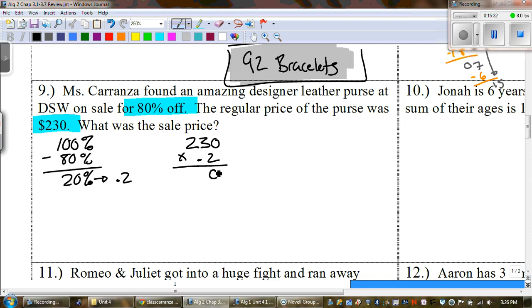2 times 0 is 0. 2 times 3 is 6. 2 times 2 is 4. Okay? I had one number behind the decimal, so I've got one number behind the decimal again. And there we go. And just remember that we're talking about money, so it's $46.